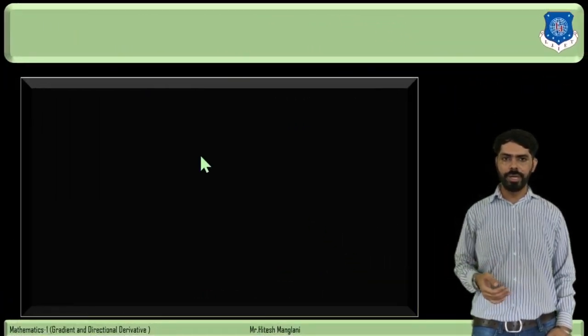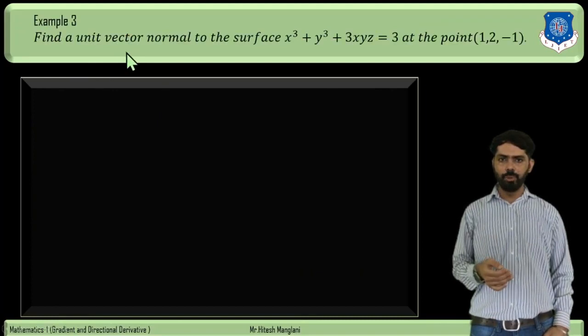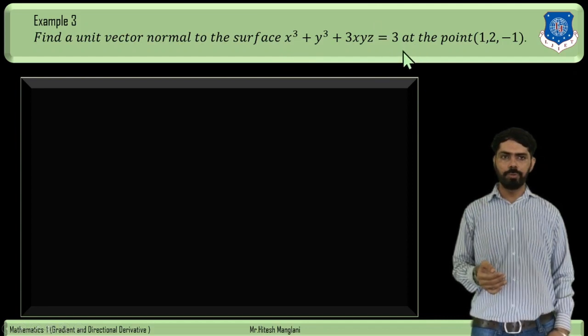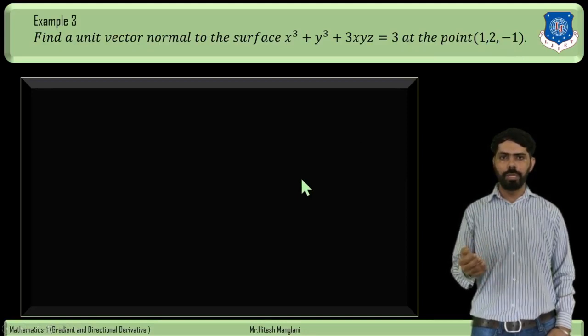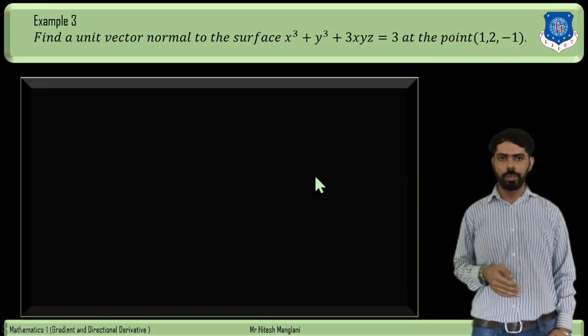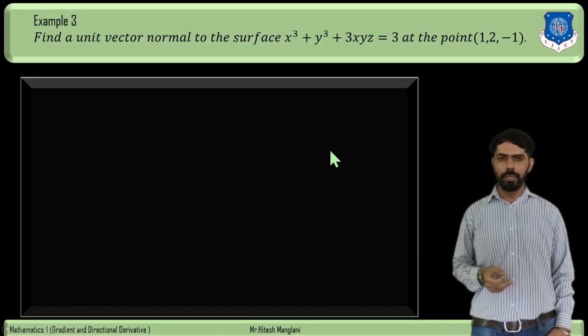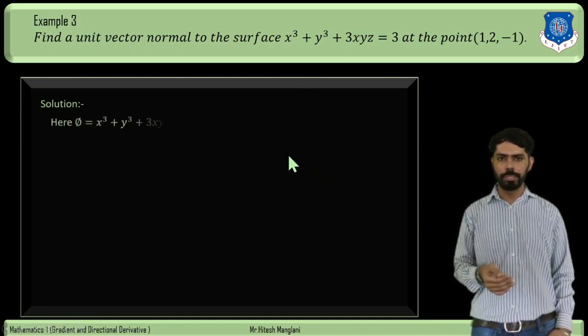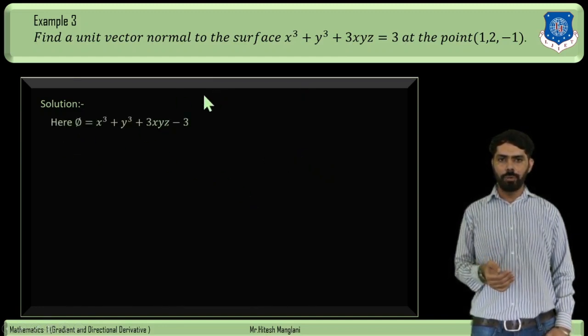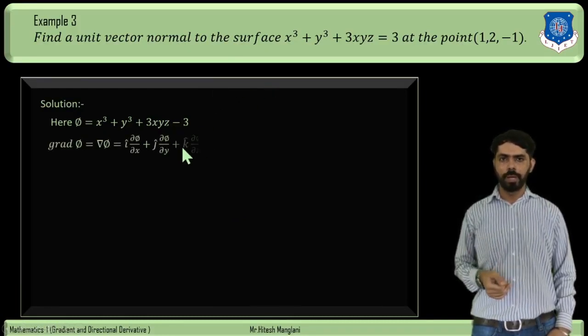Now let us discuss third example, that is find a unit vector normal to the surface x cube plus y cube plus 3xyz is equal to 3 at the point 1, 2, minus 1. So here we will have to find out the unit vector normal to the surface. So for that, as we have studied earlier, gradient represents normal vector to the surface f of xyz is equal to c. So here phi is equal to x cube plus y cube plus 3xyz minus 3. This is phi. Now we will have to find out gradient phi because we will have to find out unit vector normal to the surface.